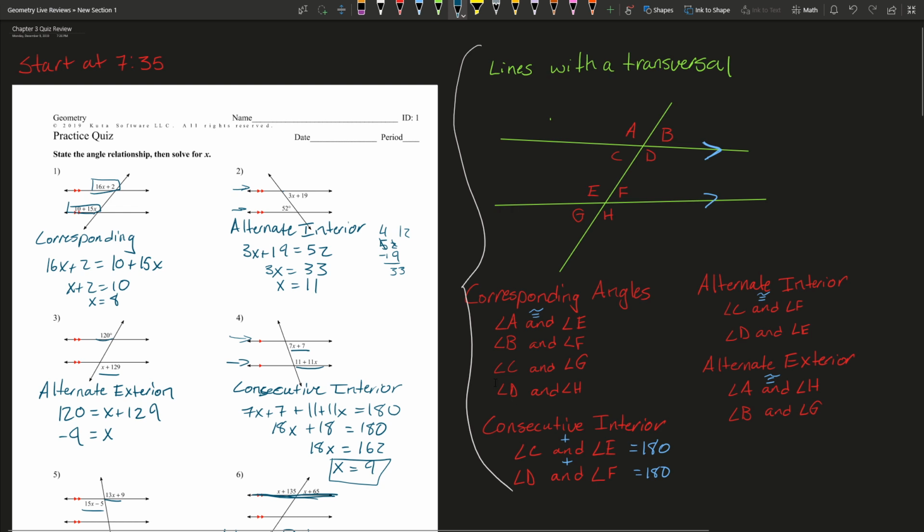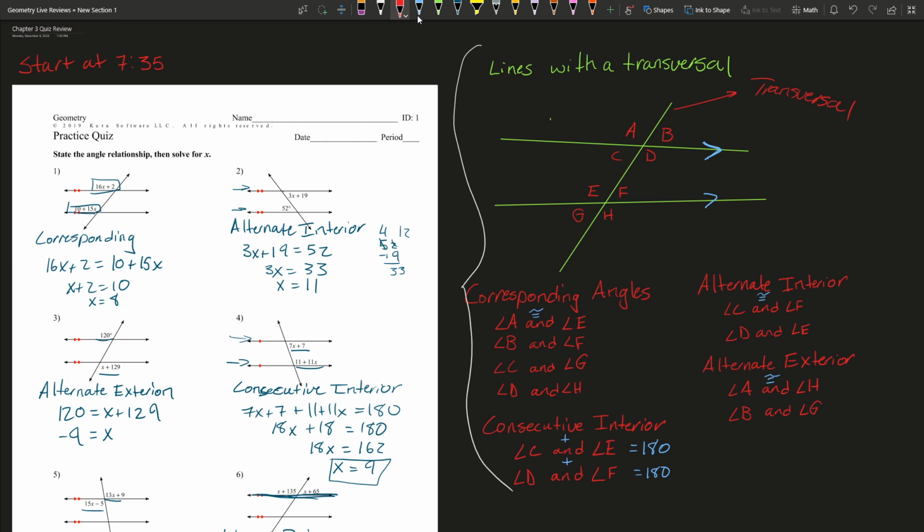Lines with transversals. All right. So in this diagram, we have two lines that may or may not be parallel with a line that cuts through both of them at different points. That is called the transversal. And that transversal forms 8 different angles, and you need to know the relationships between those angles. So I labeled them A through H, and then we labeled their relationships to other angles.